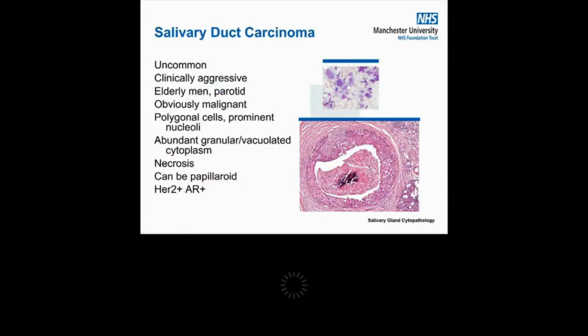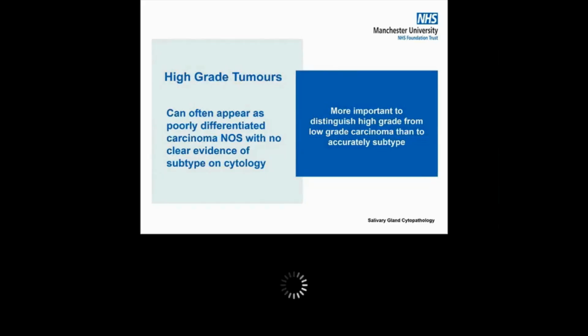Second example is a salivary duct carcinoma. These are clinically aggressive, usually in elderly men in the parotid. Again, on cytology, the cells are obviously malignant and high grade, although often we cannot reliably subtype the high-grade malignant tumor. So high-grade tumours often appear as poorly differentiated carcinoma, not otherwise specified, with no clear evidence of subtype on cytology, but it is more important to distinguish high-grade carcinoma from low-grade carcinoma than to accurately subtype the tumour, as this will determine the patient's treatment pathway.